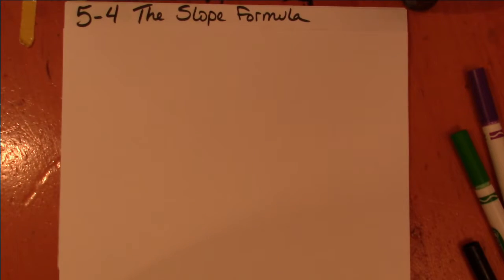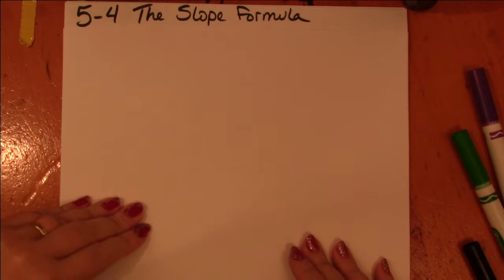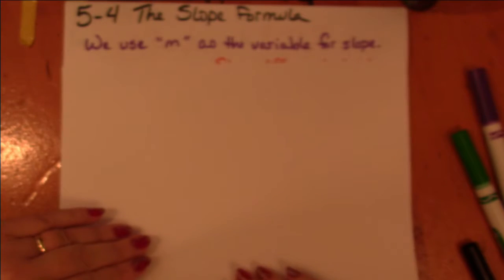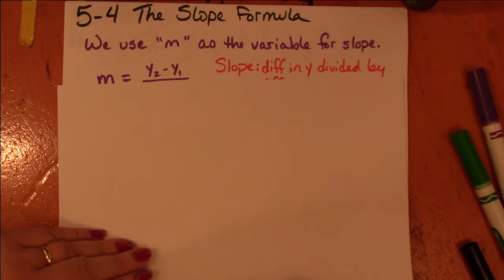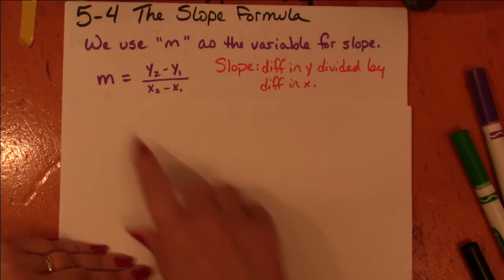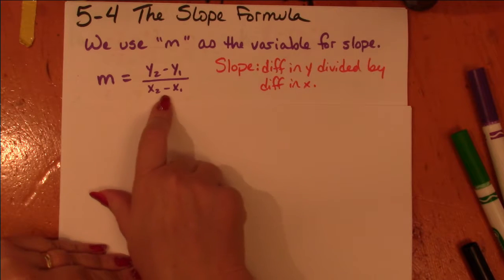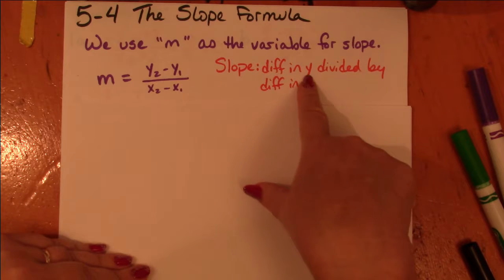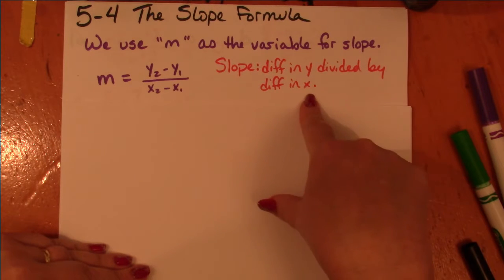Hello and welcome to Chapter 5, Section 4. This is all about the slope formula. We use m as the variable for slope. So our slope formula is change in y over change in x, the difference in y divided by the difference in x.